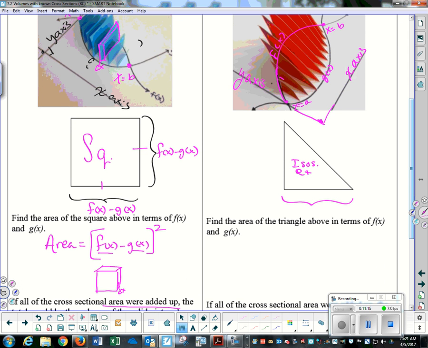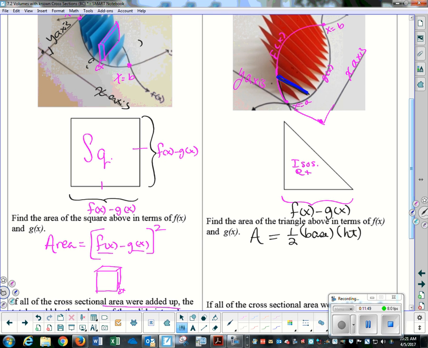Now, the distance across is going to be the difference. I guess black's not going to show up real well there. The distance from f of x to g of x. And you know how we talked about top minus bottom always being a good way to figure out distance between these? So once again, we're doing top minus bottom. When I go find the area of my triangle, I know the formula for a geometric shape that's a triangle would be 1/2 the base times the height.